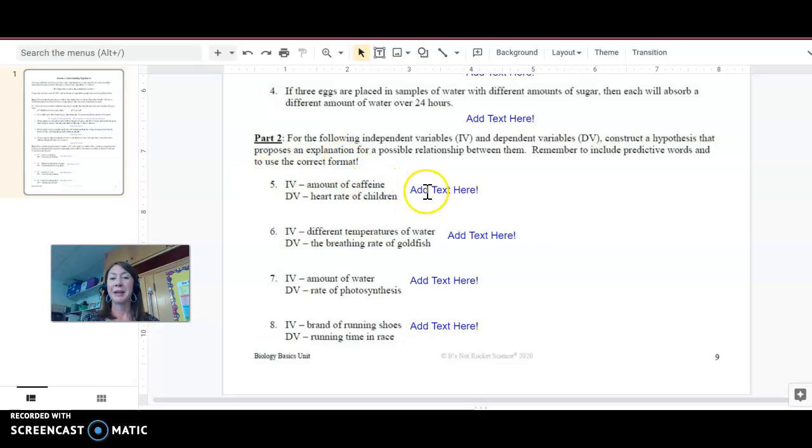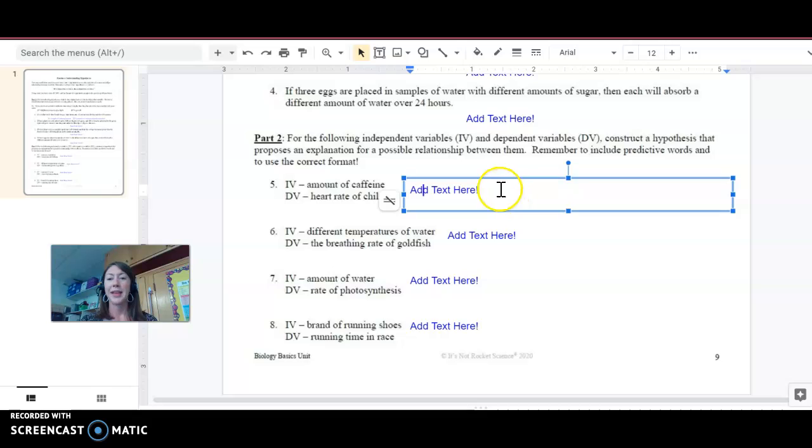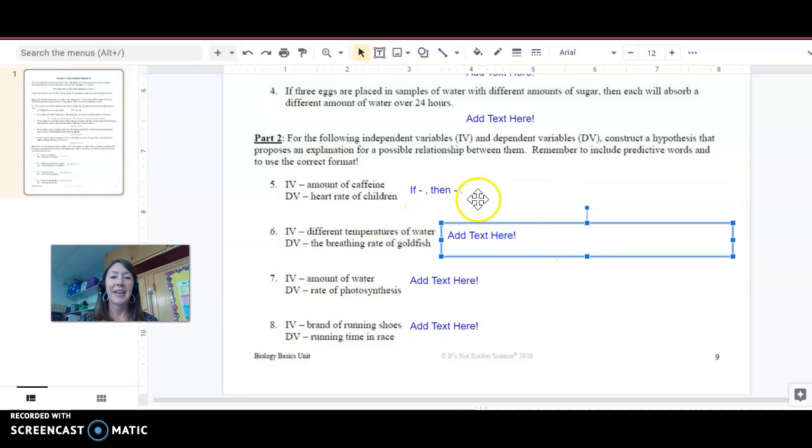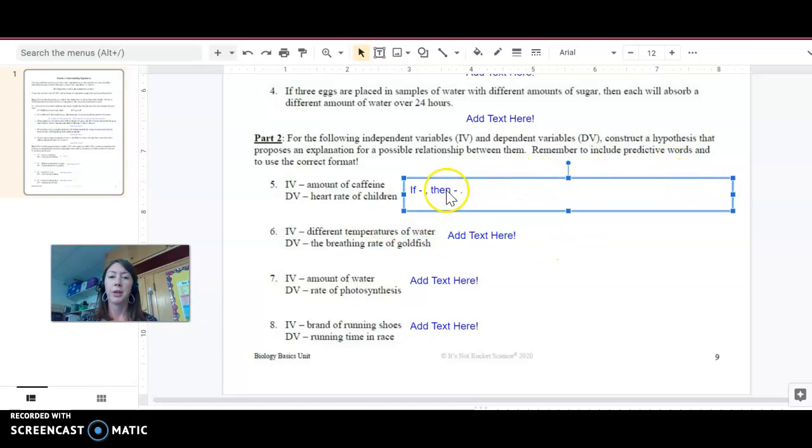And I am very picky about hypothesis formats. So I always start by setting it up with if, and then kind of what we need to fill in. So what's going to happen, comma, then what will be the result, period. So we're writing a full sentence. So let's say we've got the amount of caffeine is our independent variable, so that's the one we can change. The heart rate of children is what will be the result. So we're going to predict if we change the amount of caffeine kids consume, then something is going to happen to their heart rate, and we get to make our best guess here.